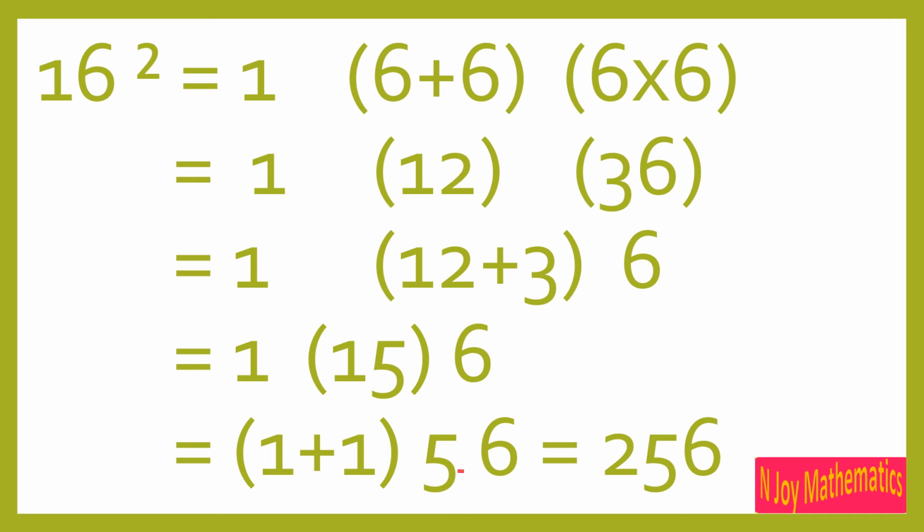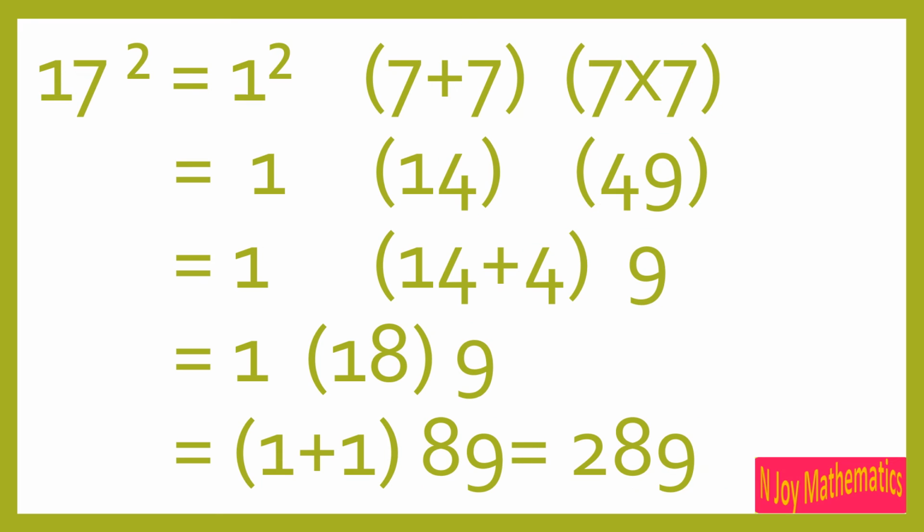Next one, 16, is the same way. Multiply 6, add 6, and square the 1. 6 into 6 is 36, and 6 plus 6 is 12. So I write 6 and carry over the 3. 12 plus the 3 is 15, so I write 5, and this 1 plus 1 is 2. 256 is my answer.